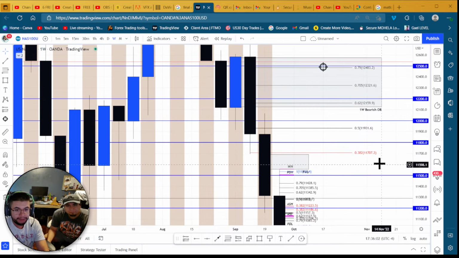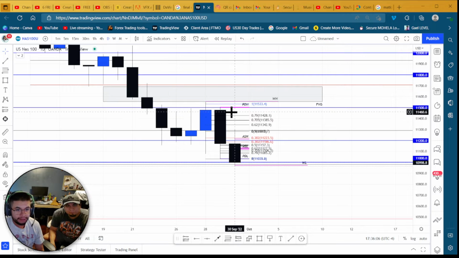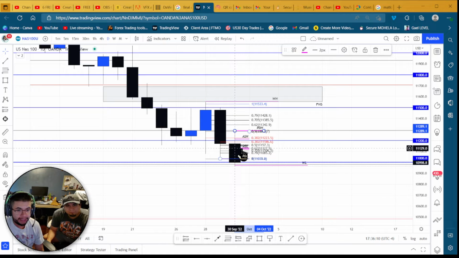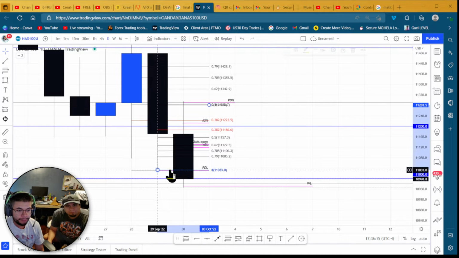Okay, so we have our weekly high, weekly low. Let's go down to the daily chart, and we're gonna move our daily high to this previous day high, previous day low.